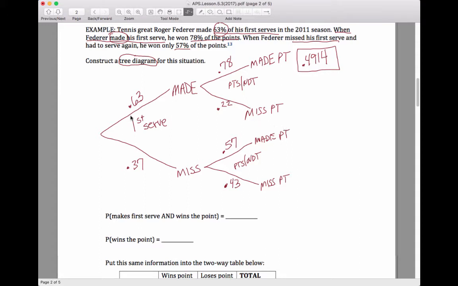If you keep multiplying across, you'll get the probabilities for all the other things that can happen. He could also make his first shot but not get the point. That happens 22% of the time out of the 63% of the time, which, if you multiply, gives almost 14% of the time. If you keep going down the tree, multiplying across will give you the answer to the ands, the problems where the first thing happens and the second thing happens.